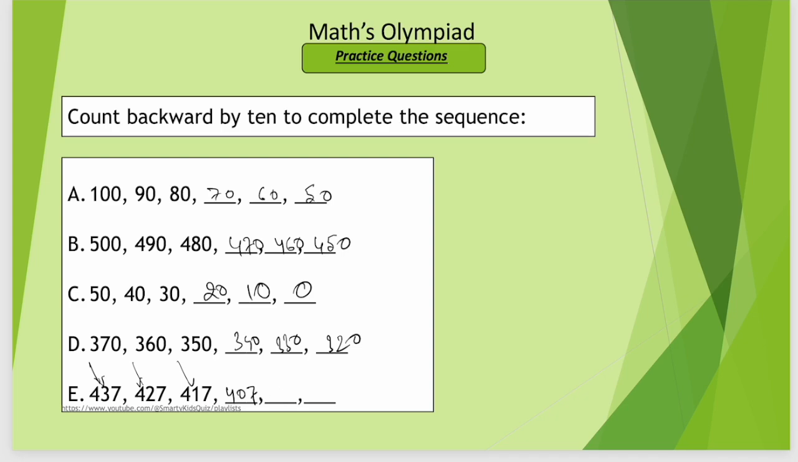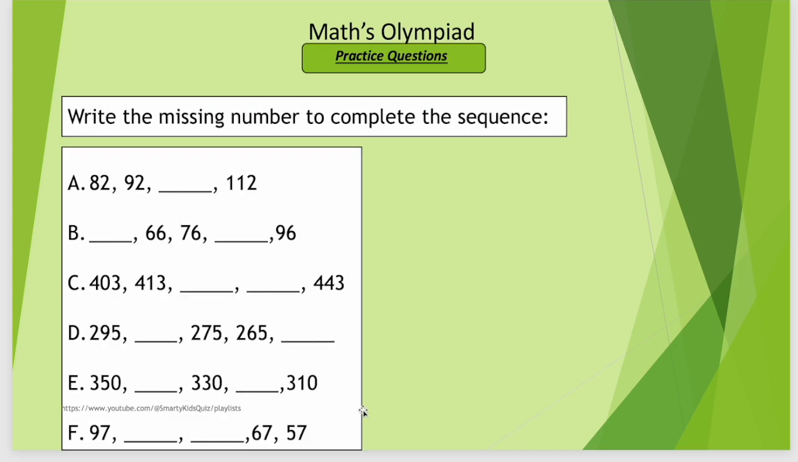Now here, interesting. After 407, what will you write? You can just do simple math. 407, do minus 10. Here 0, 1. You cannot subtract 1 from 0. So you take a ten from the hundreds place. This becomes 10. 10 minus 1 is 9. And this 4, minus 1, becomes 3. So 397. After 397, do one more 10. 7, 8, 3. 387. Done. Now look at these questions.